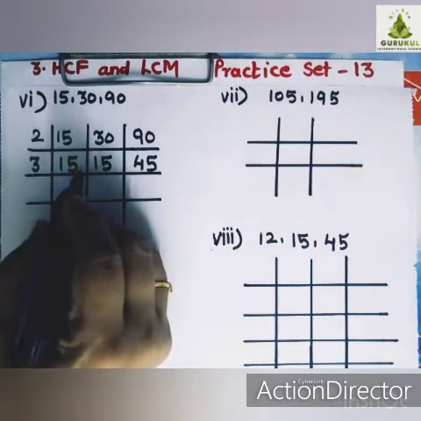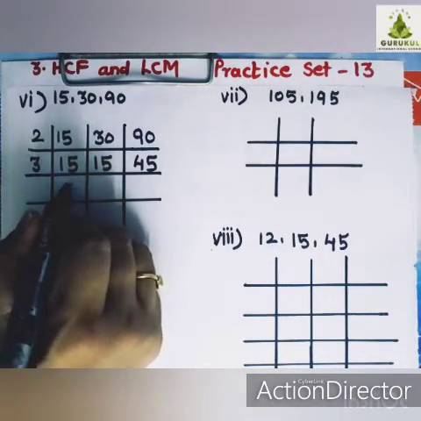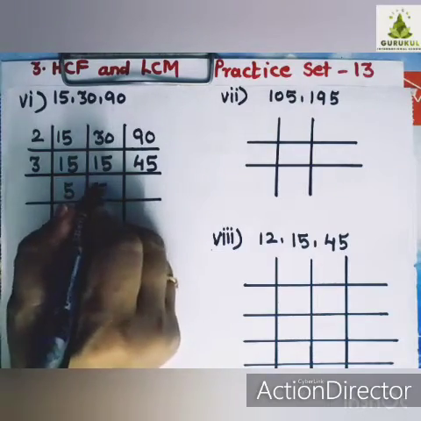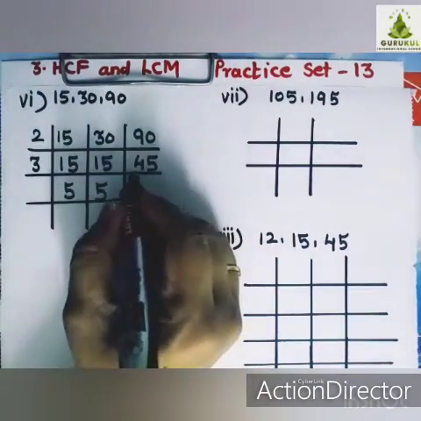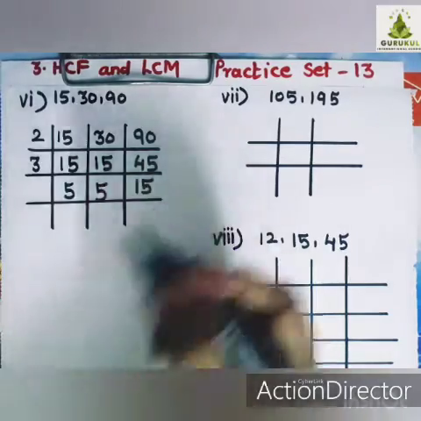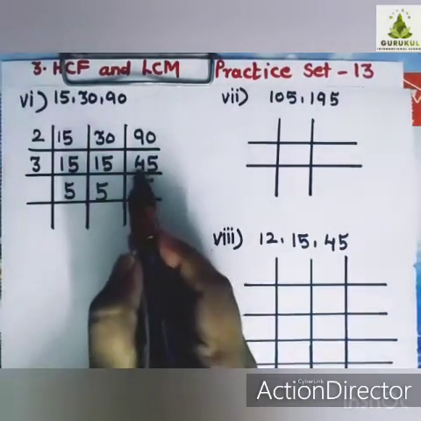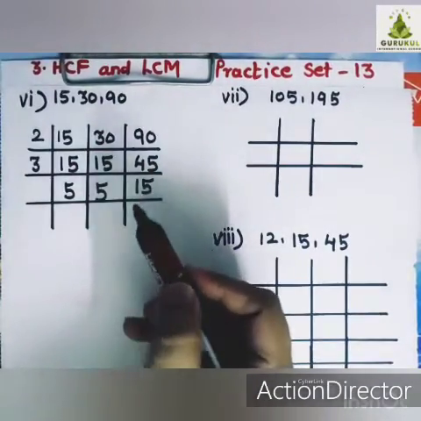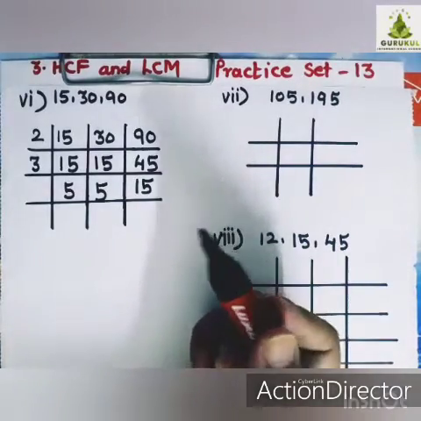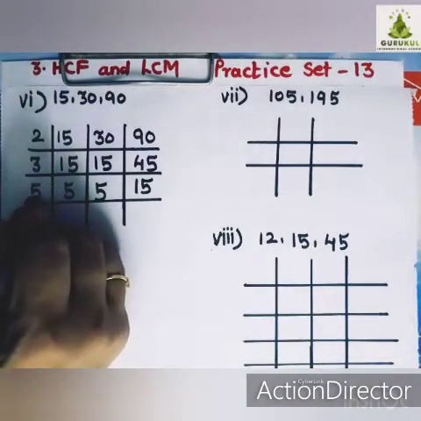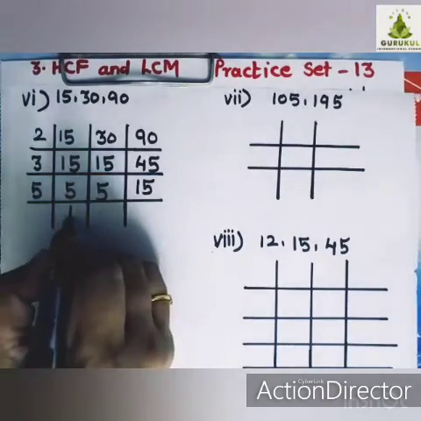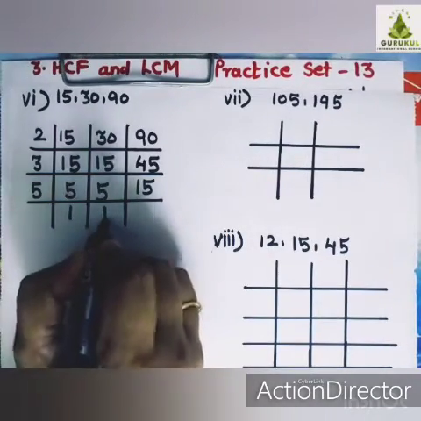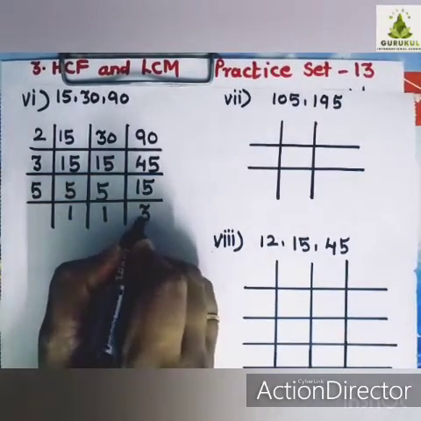Divide 15 by 3. What you will get? 3 5s are 15. Here also 3 5s are 15. And 15 3s are 45. Okay. You have to divide 45 by 3. You will get 15 as a quotient. Then 5. Correct. 5 1s are 5. 5 1s are 5. And 5 3s are 15.